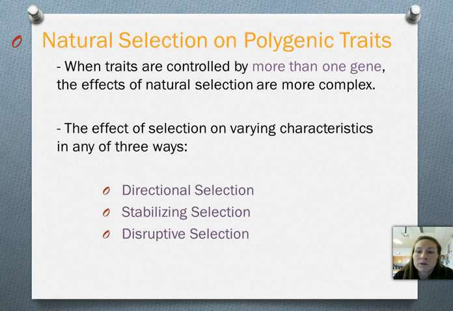Alright, now if we are talking about traits that are controlled by more than one gene, again, that is a polygenic trait. That prefix poly means many. The effects of natural selection are actually more complex. And there are varying characteristics in three different ways that natural selection can take effect on a polygenic trait. They are directional selection, stabilizing selection, and disruptive selection. And you're going to be able to see these three graphically.